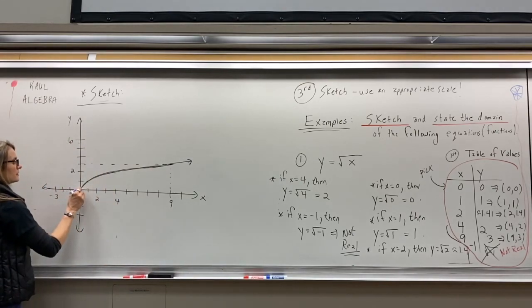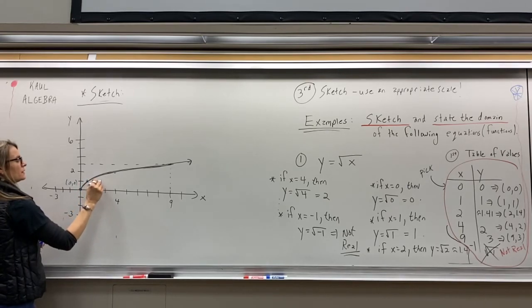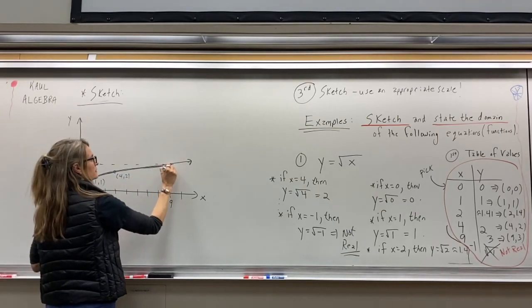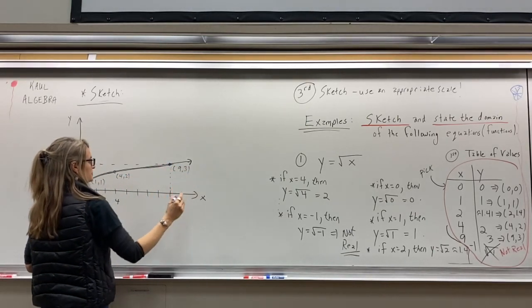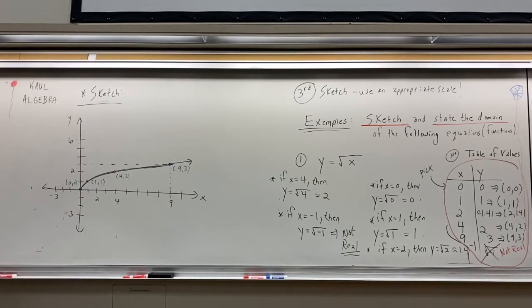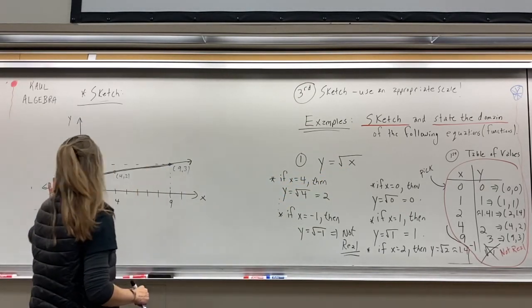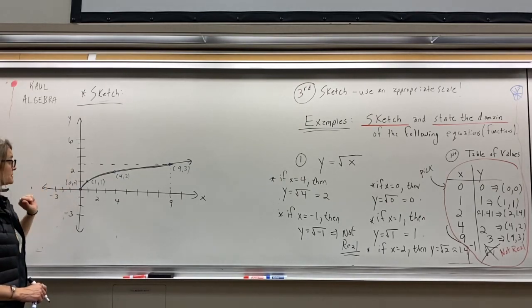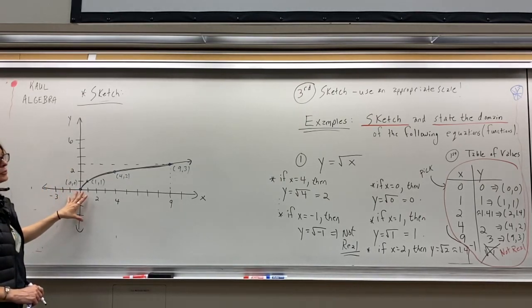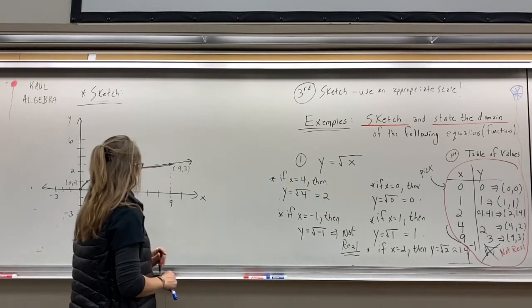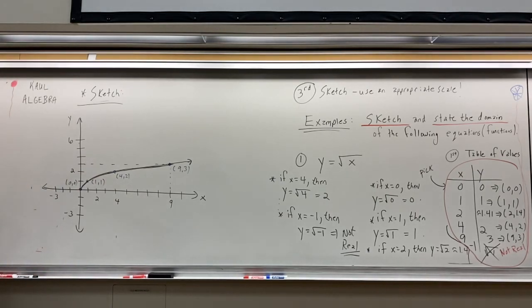I'm going to label some of my points here. So I have 0, 0. I have 1, 1. I have 4, 2. And then I have 9, 3. Okay, those are the points I have on there. So notice, there's no negative points here. No negative x values shown on the graph, which makes sense because we don't have any negative outputs. Nothing I put in for x will give me a negative output. So this gives me a sense of what my graph is all about.